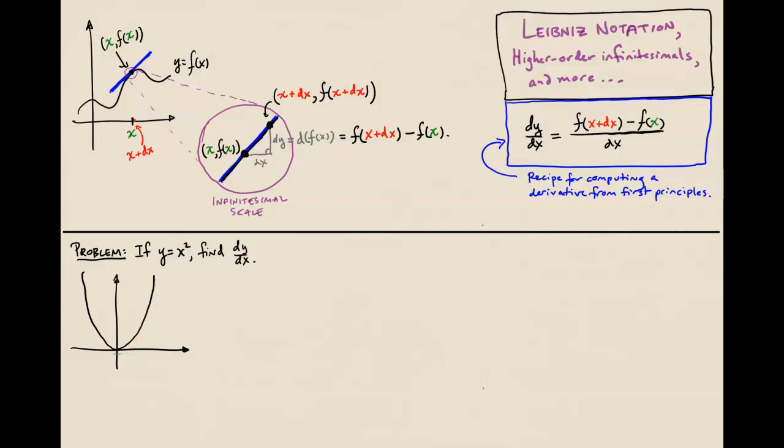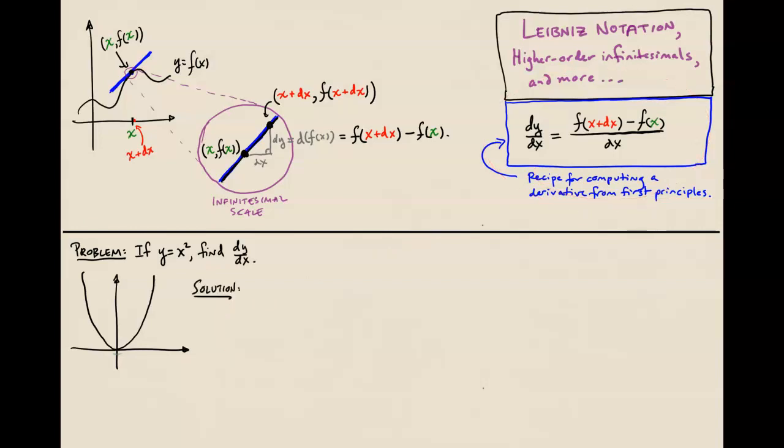Come up with an actual formula for this derivative function that will tell us, for example, that when x is 0, the derivative is 0. When x is 1, the derivative will be, well, some positive value. When x is minus 2, the derivative will be some other negative value, because the slope is negative there. Anyway, how do we find this actual formula? We're going to do it from first principles by using this formula right here.